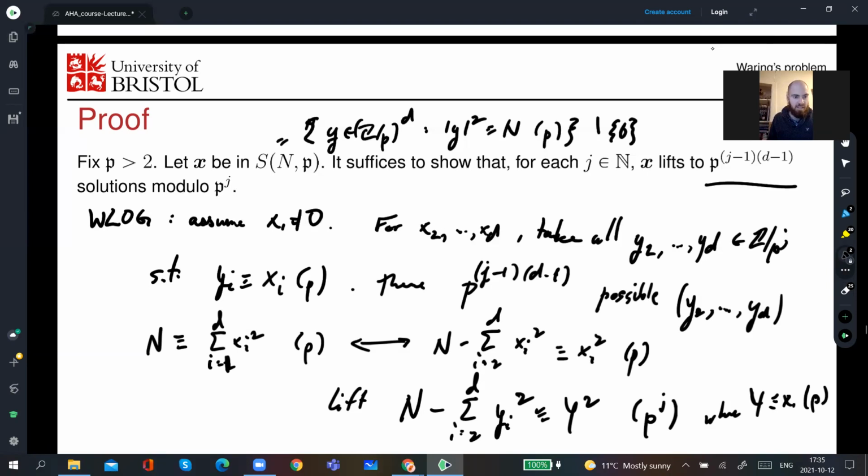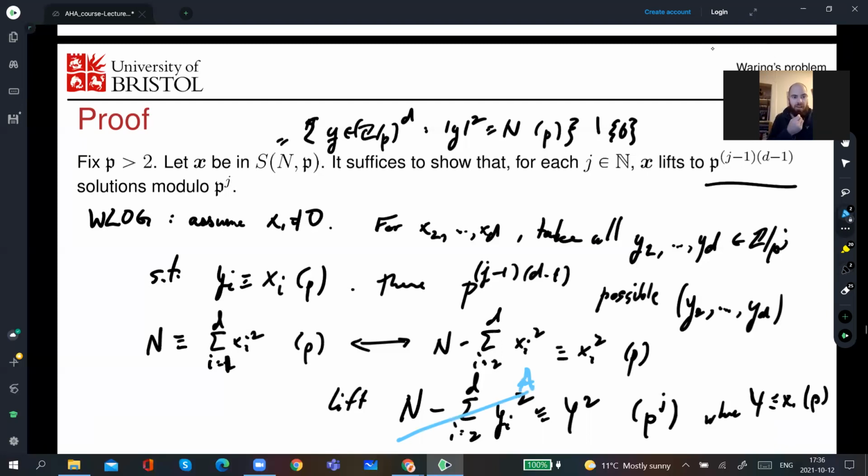But this is pretty easy. Let's just rewrite this. We fixed y2 through yd. Let's just rewrite this as some a. A is congruent to y squared mod p to the j. And we know that a is congruent to x1 squared mod p. So a much smaller congruence, right?